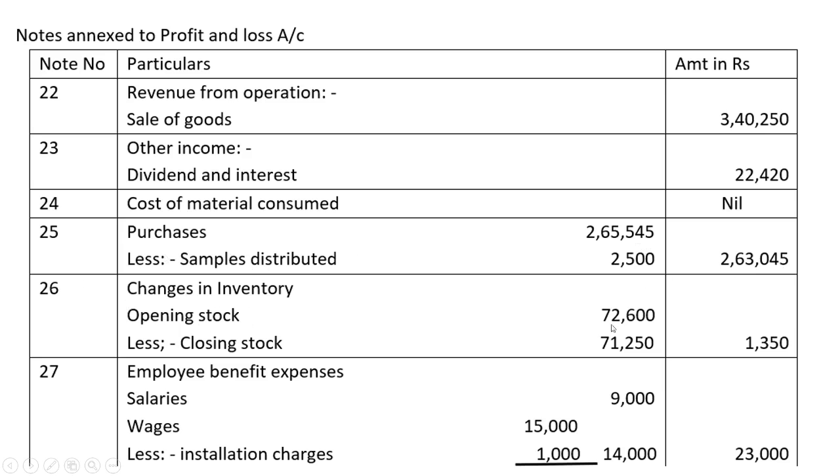Changes in inventory: opening stock 72,600, from that less closing stock 71,250, the difference is called changes in inventory, 1,350. Note number 27, employee benefit expenses: salary 9,000 and wages 15,000, from that 15,000 there is 1,000 installation charges included here. We have to less that 1,000, remaining 14,000, total is 23,000.